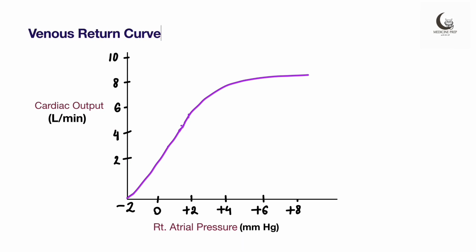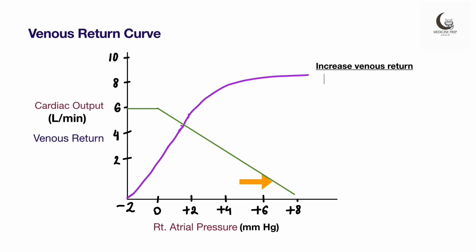Now, the second curve here is your venous return curve, and we will impose this on the same diagram. We will plot our venous return on the y-axis. Now, if we look at this curve, we will see that our venous return decreases on increasing the right atrial pressure. Increase the venous return by either increasing the volume of blood in the veins, by reducing the right atrial pressure or negative right atrial pressure, or increasing the sympathetic tone of the veins, which will result in venous constriction, resulting in milking of blood into the heart.